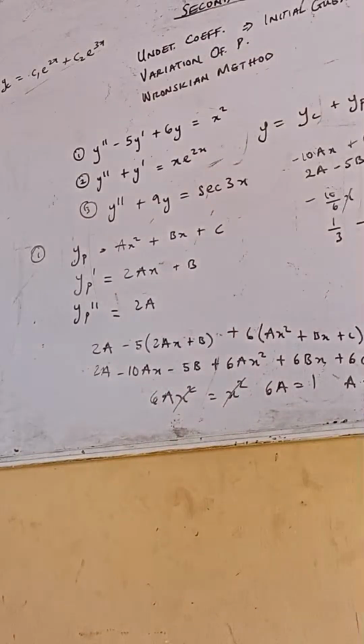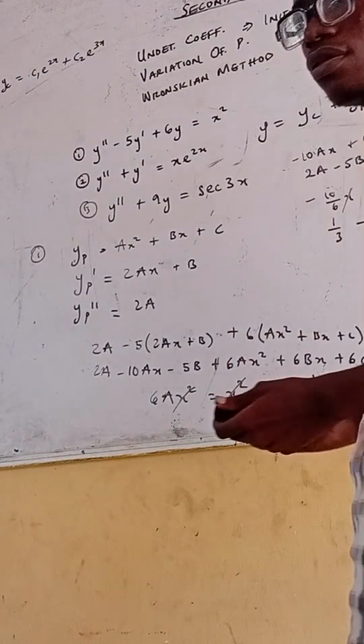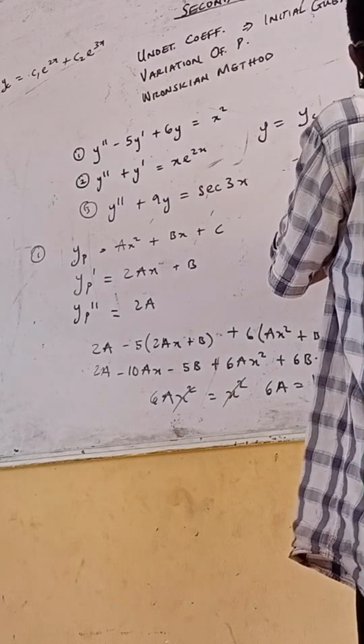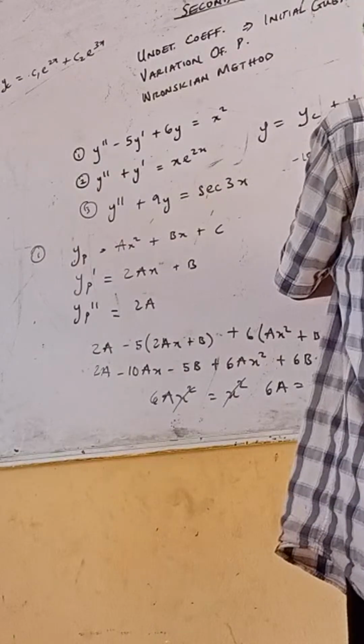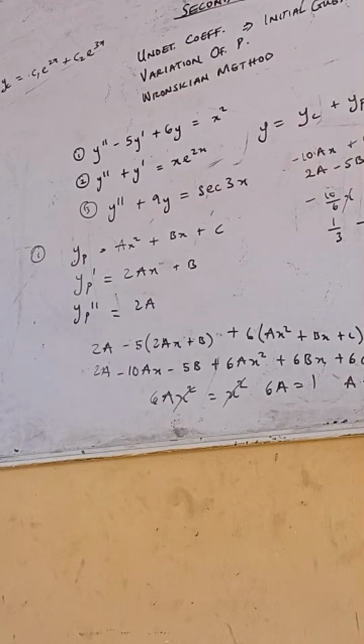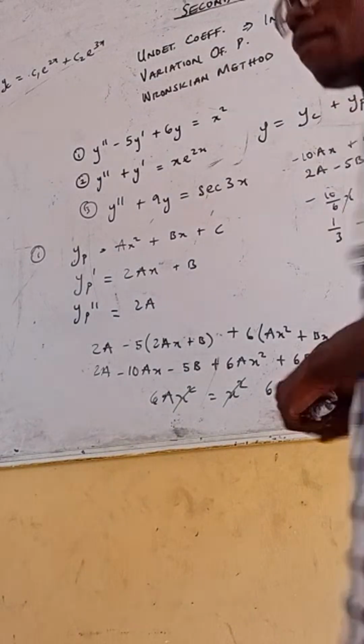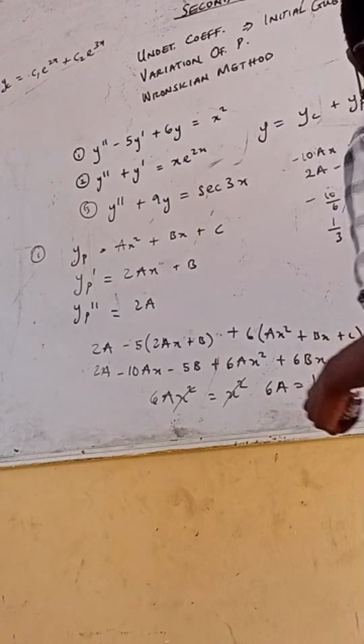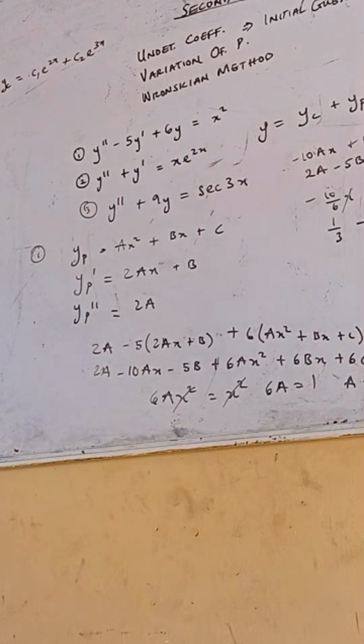You don't understand what I'm doing? So it means 6b equals minus 10 over 6. B equals what? Minus 10 over 36. I've gotten a, I've gotten b. Is it minus or plus? Oh, minus is coming to the other side, thank you. It's coming to the other side: 10 over 36.